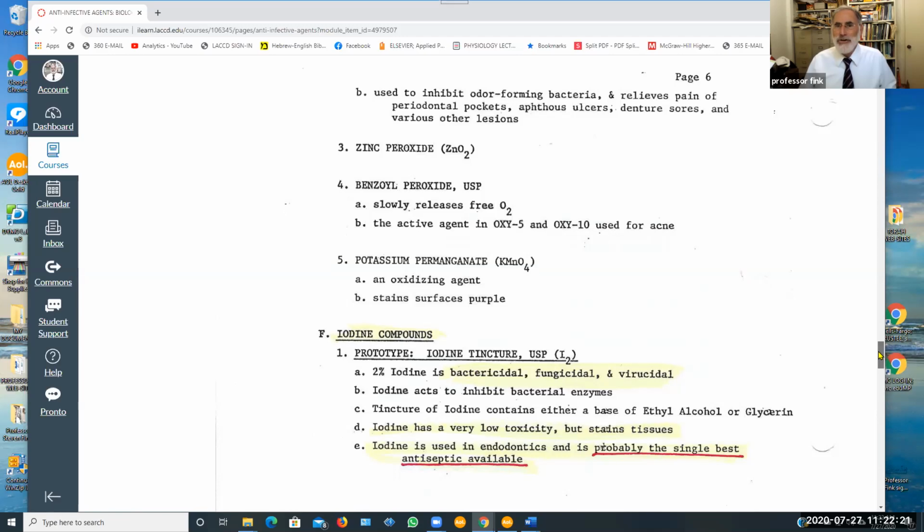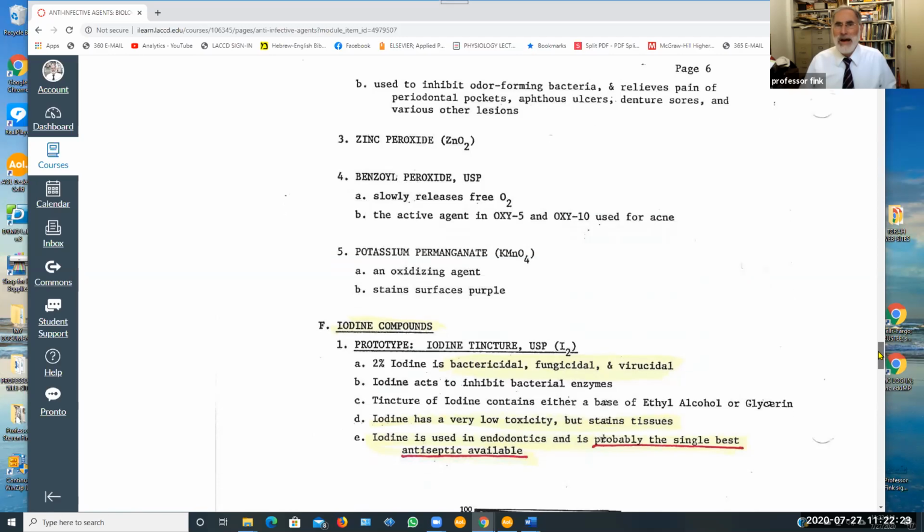So anyhow, you should know the importance of oxidizing agents. And we had mentioned a little bit earlier, zinc oxide eugenol, or ZOE. That's where zinc oxide and eugenol are combined.